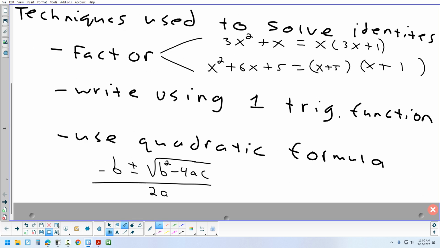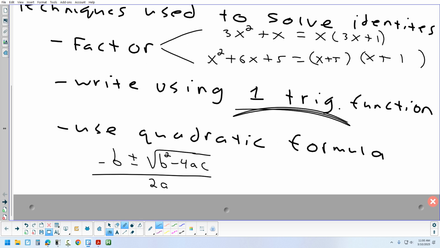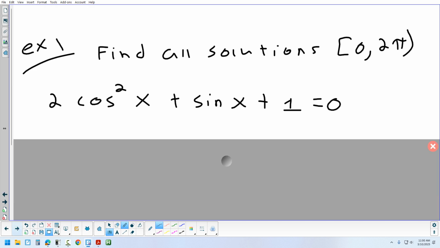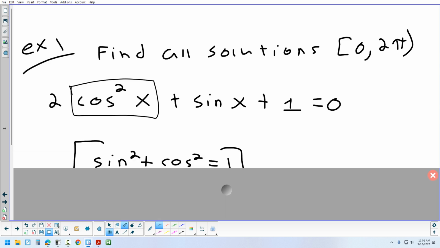The problem is this. There isn't just one trig function. We have a mixture of sines and cosines. When you have something that fits this pattern, and you have three different terms, to get it so you have the same trig function everywhere, you are going to substitute for the thing that is squared. Always. That's how you always do it. Look at the one that's squared, and you're going to change that one. You're not going to change anything else.